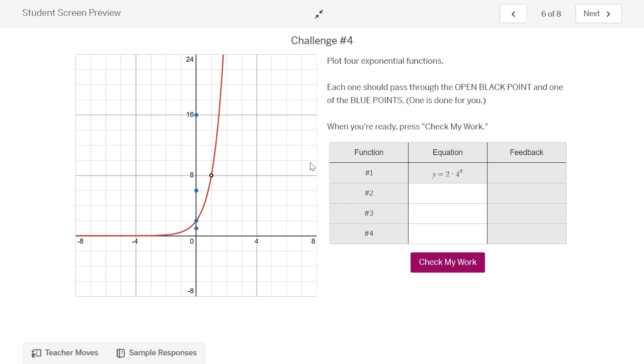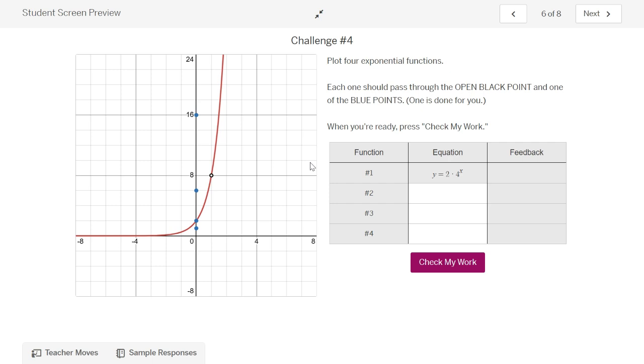So this first one right here, what's my y-intercept? Where's it at? It's at 1, because the dash marks are going up by 2s on the y-axis. So my a value here is equal to 1.